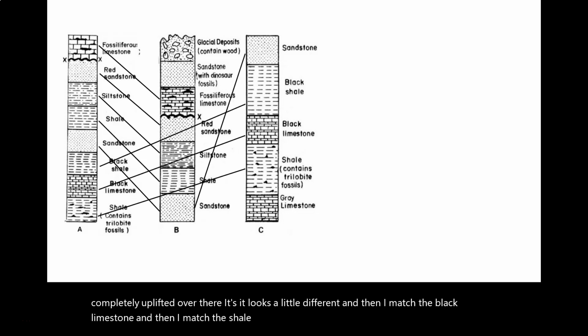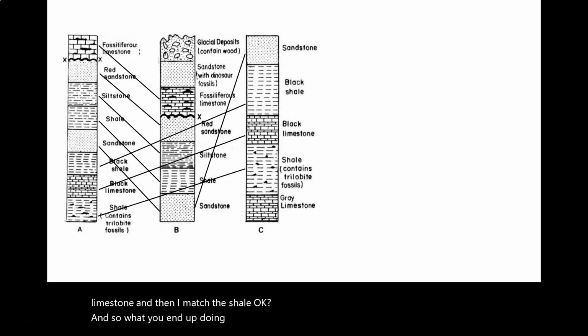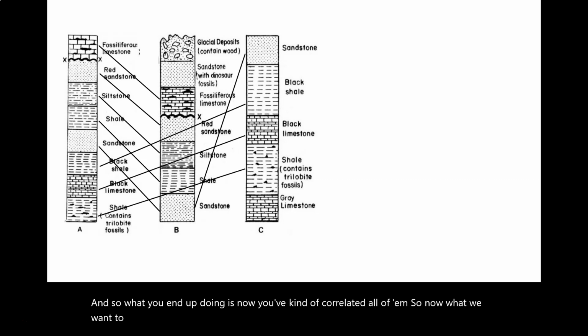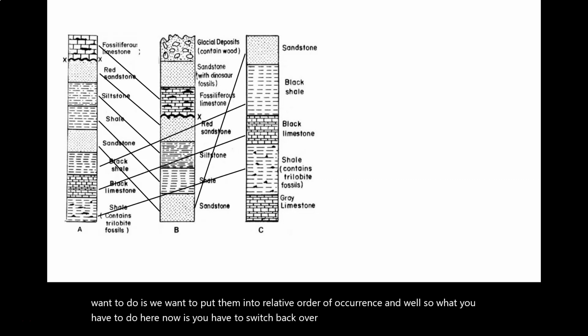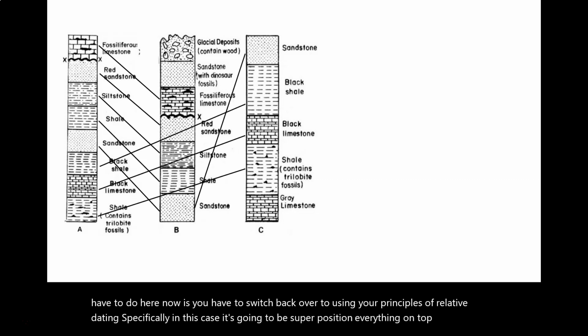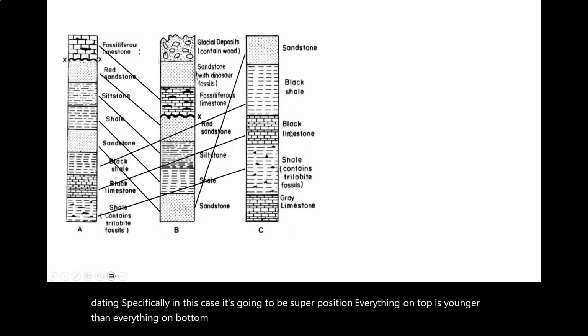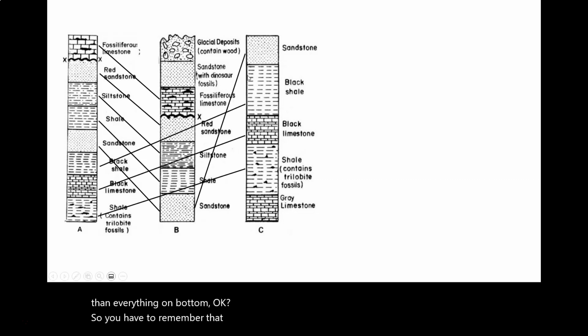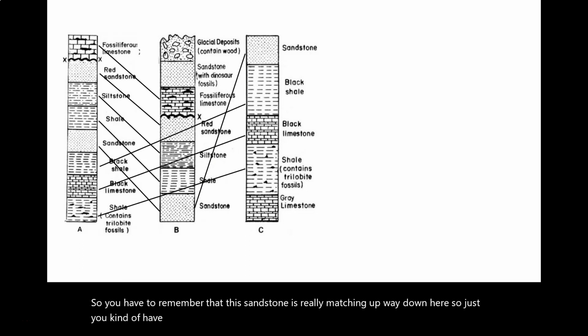Okay, and so what you end up doing is now you've kind of correlated all of them. So now what we want to do is put them into relative order of occurrence. And so what you have to do now is switch back over to using your principles of relative dating. Specifically in this case, it's going to be superposition. Everything on top is younger than everything on bottom. Okay, so you have to remember that this sandstone is really matching up way down here. So you kind of have to imagine that whole strat column shifting downwards so that we can do that.